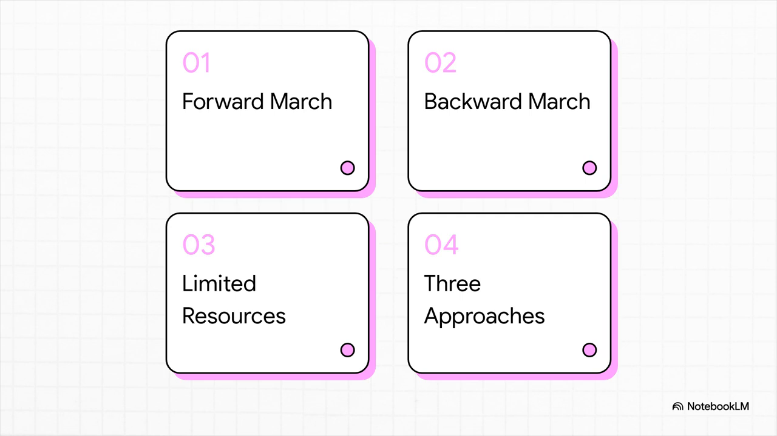Here's our game plan. First, we'll look at the most intuitive approach, forward march. Then, we're going to flip the script with backward march. After that, we'll add a dose of reality by planning with limited resources. And finally, we'll see how these 3 totally different approaches all fit together in the AI's toolkit.